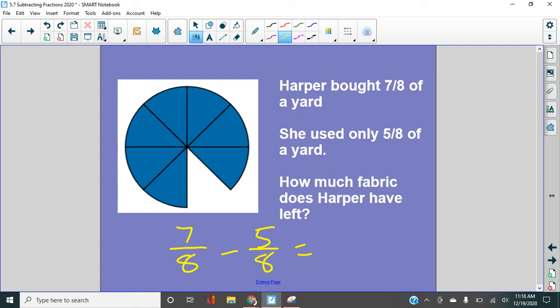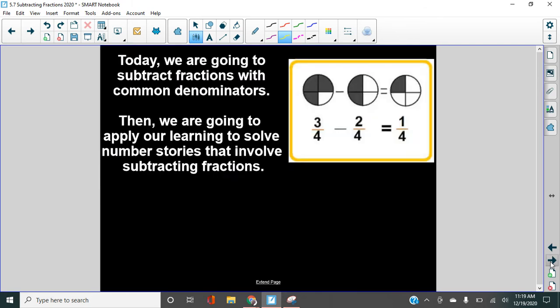Okay, but the rule here is that we never, ever, ever subtract the denominators. Okay, so 7 minus 5 equals 2, and we keep the 8 the same. 2/8. 2/8 could reduce to 1/4, by the way. If you said 1/4 earlier, you would also be right. But most people probably said 2/8, and that is correct.